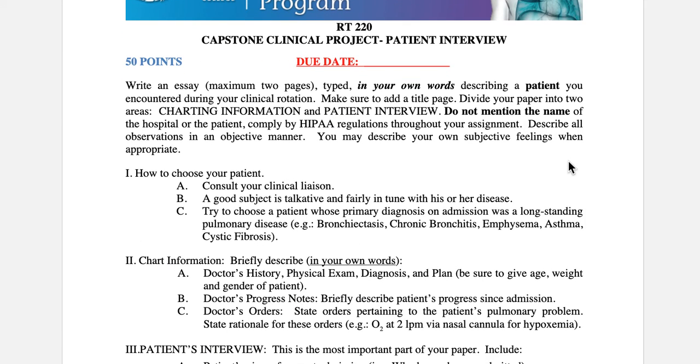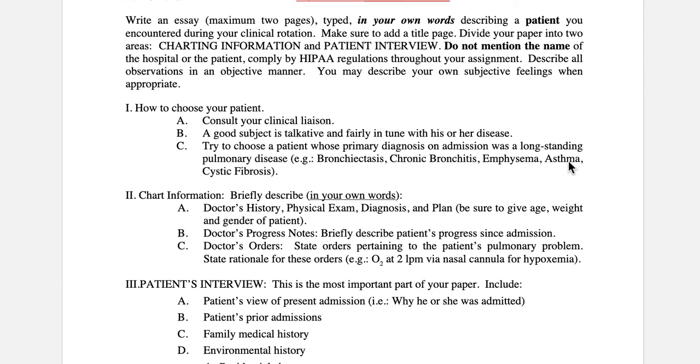Their main project here is the patient interview. They've never seen a patient interview, so you want to emphasize how you approach them, and how to ask them open-ended questions versus closed-ended yes or no questions, to get more information. The best patient to choose is a very talkative one who likes to share information. That way, students feel welcomed, and then they can finish this project.